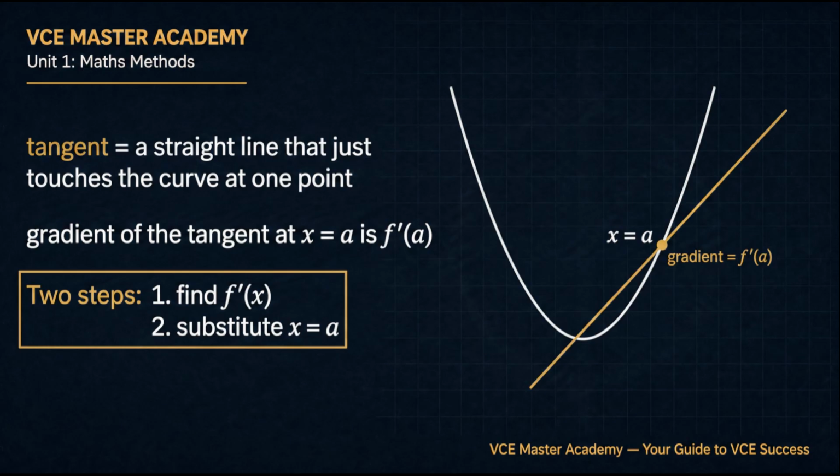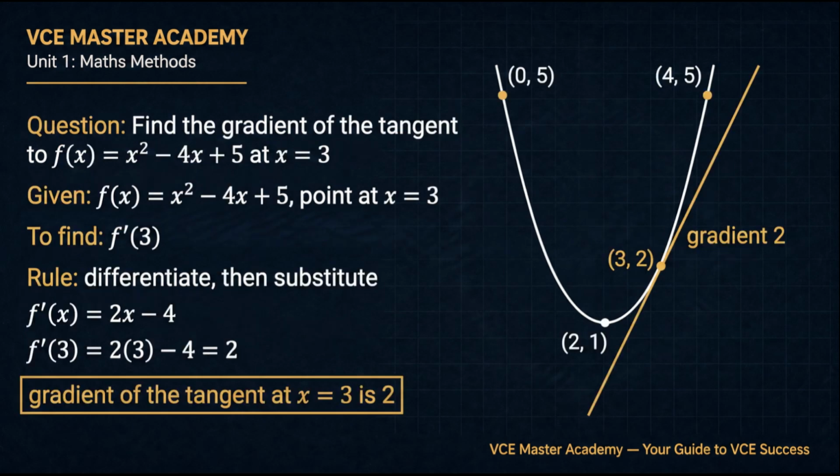So every tangent gradient question is the same 2 steps. Step 1. Differentiate to get f dash of x, the formula. Step 2. Substitute the given x value into that formula. A formula, then a number. Watch it in action. Fourth example, a parabola, and we want the steepness of its tangent at x equals 3. We're given the function and the location. We need one number, f dash of 3. 2 steps, exactly as promised.